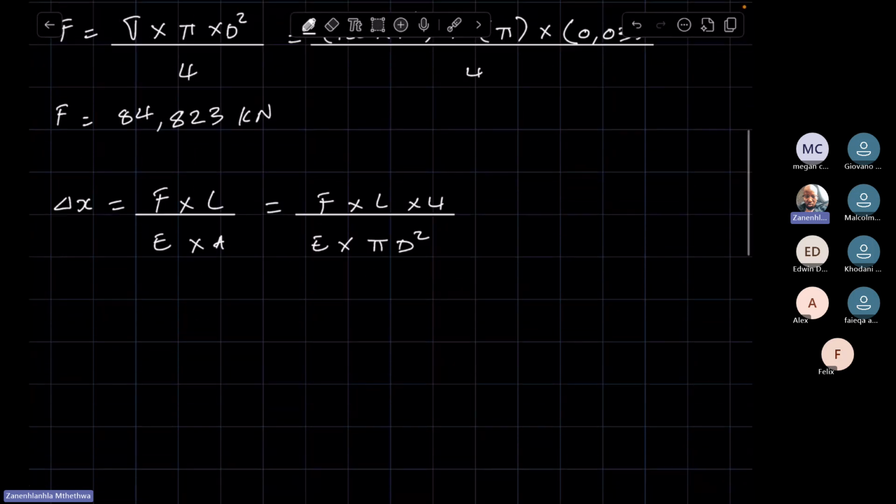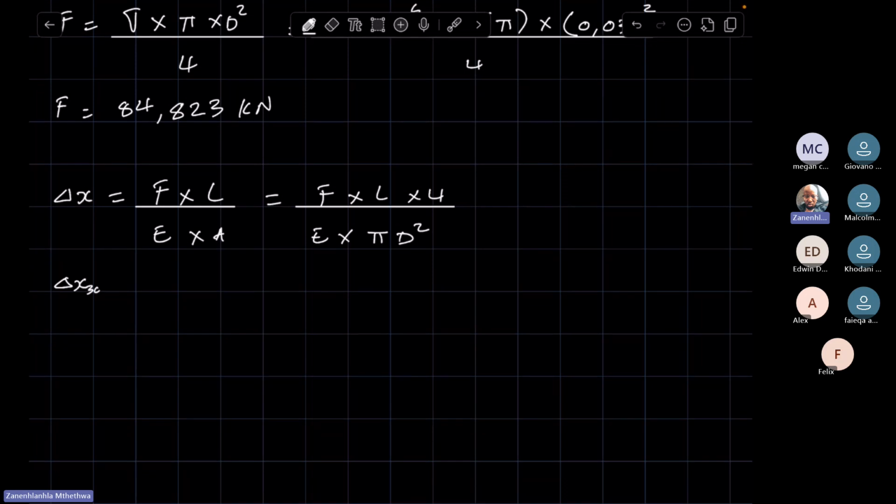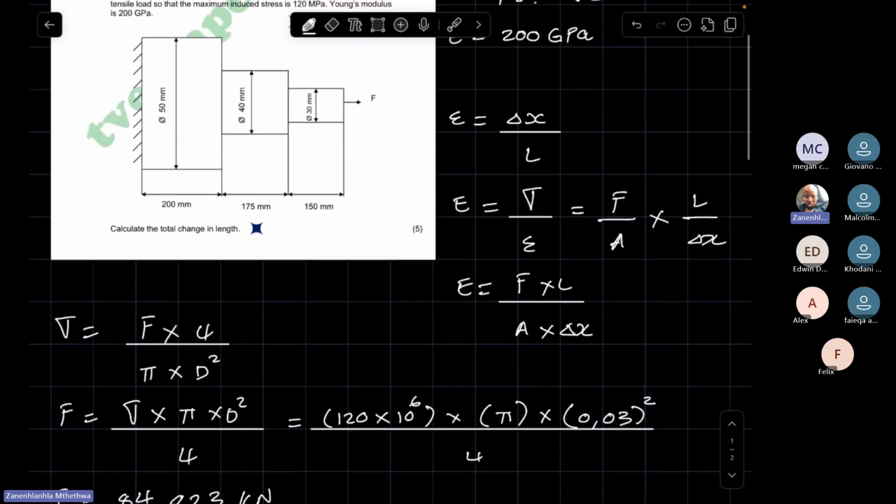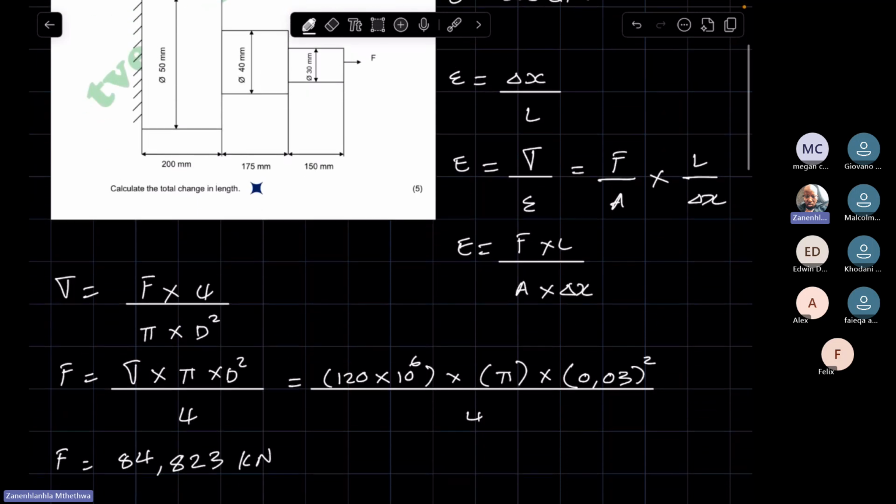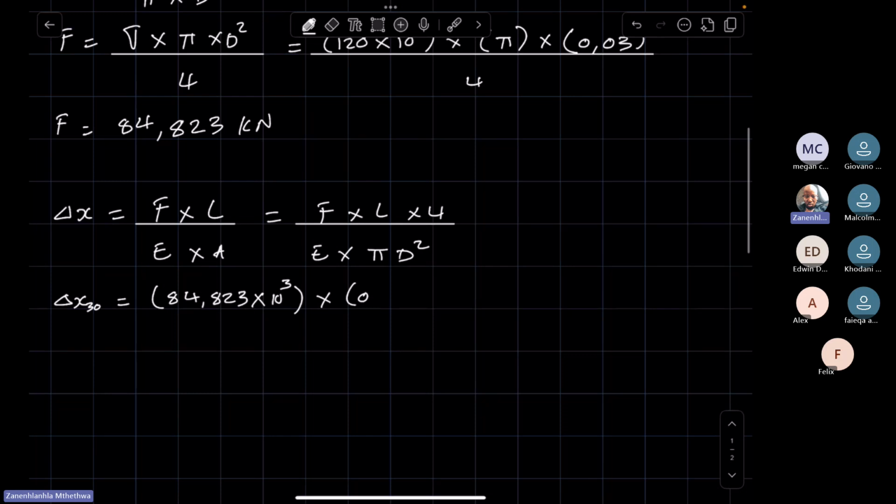Simply say, change in x for the 30 millimeter diameter part of the composite material. We already know that this is the formula for it, so all you do is simply substitute. F is 84,823 times 10 to the 3 newtons. The original length of the 30 millimeter diameter section is 150 millimeters. Remember that you convert to meters, times the 4.